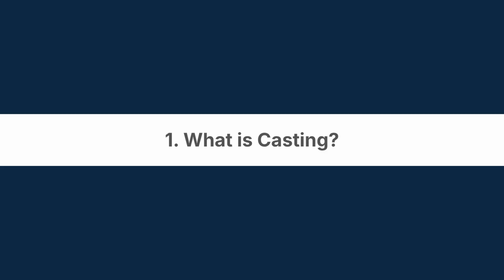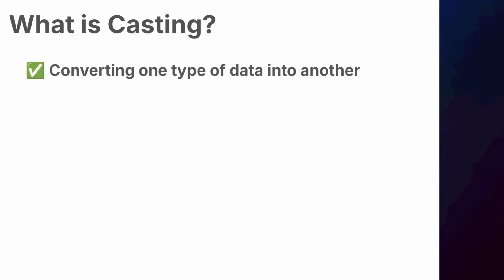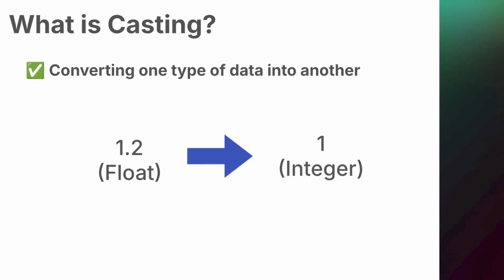1. What is casting? Before we start, let's understand what casting means in Python. Casting is just a fancy word for converting one type of data into another. For example, you may have a decimal number but want it as a whole number. That's where casting to an integer helps.